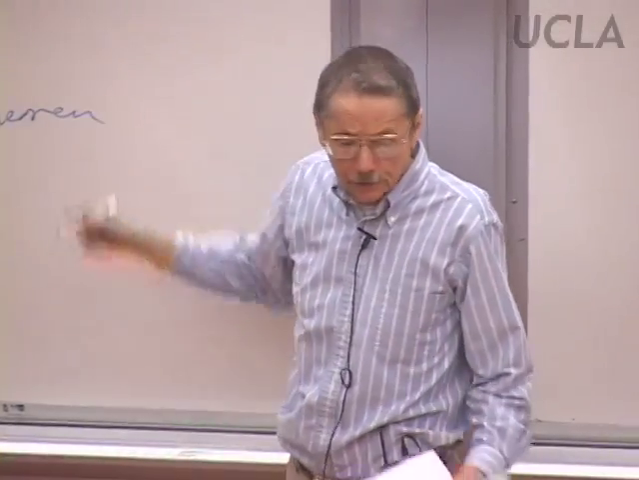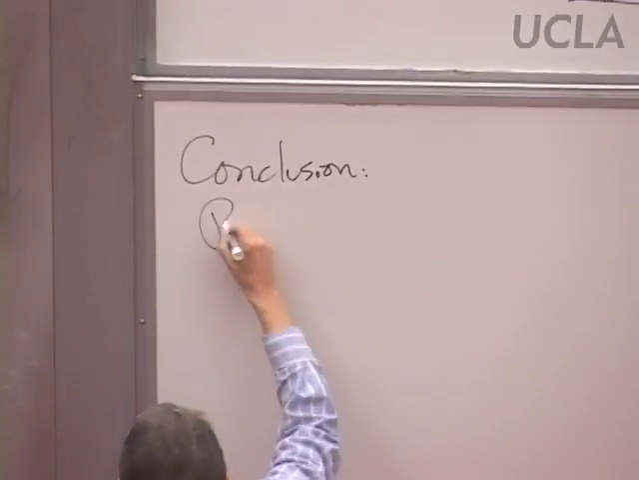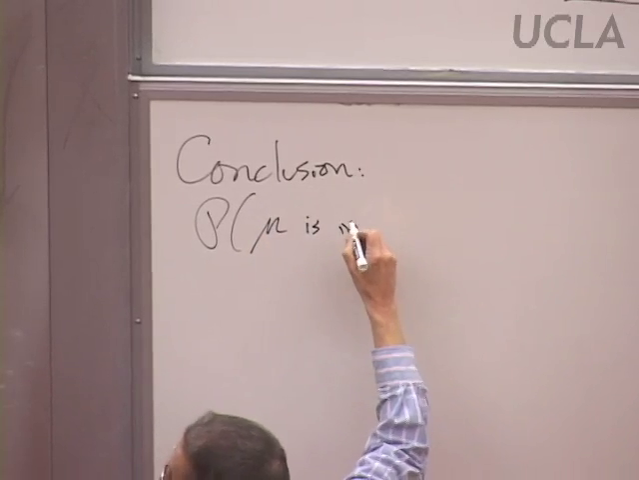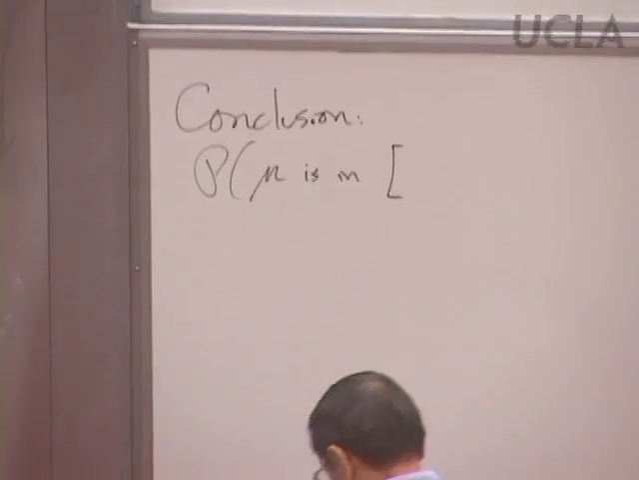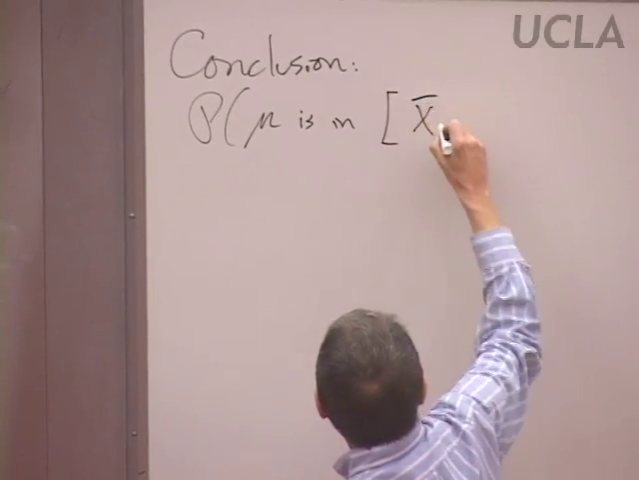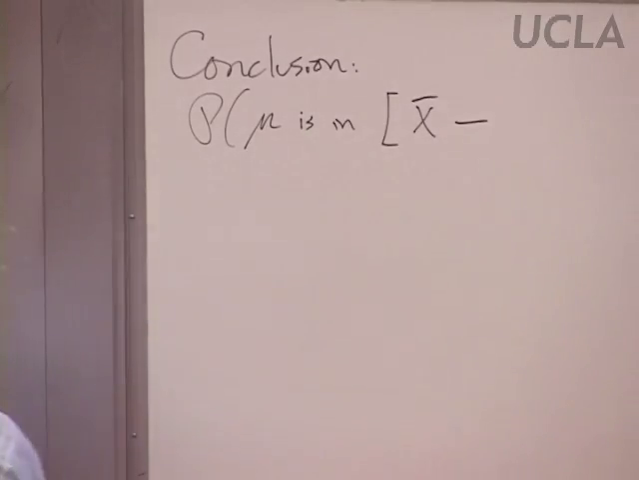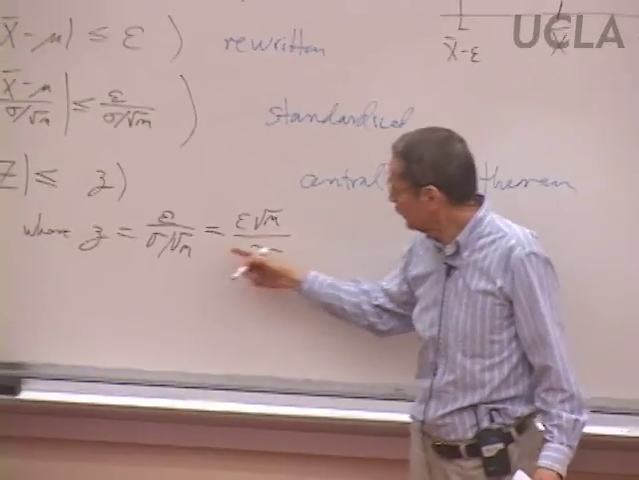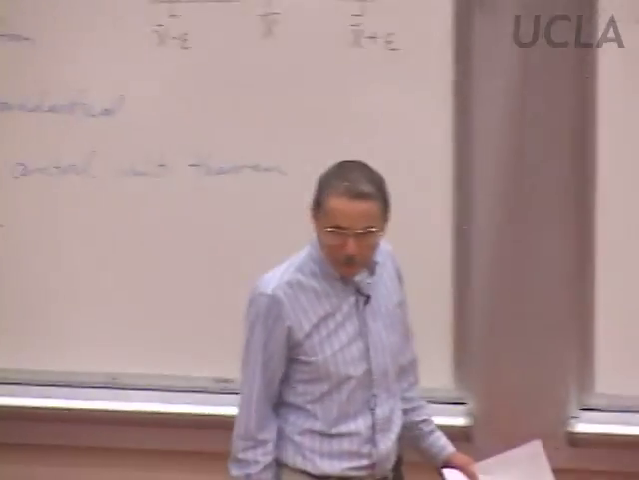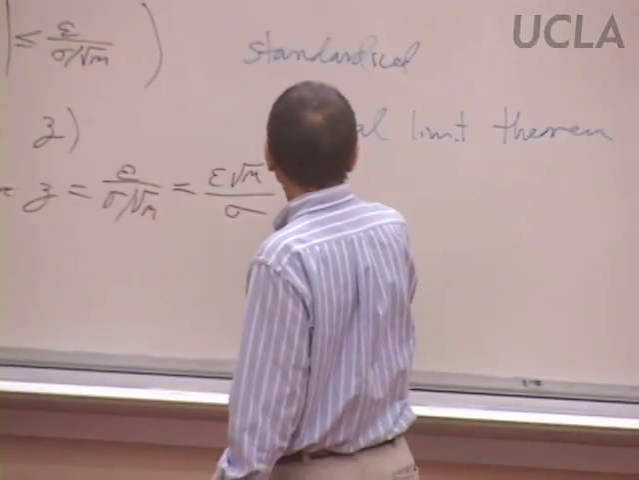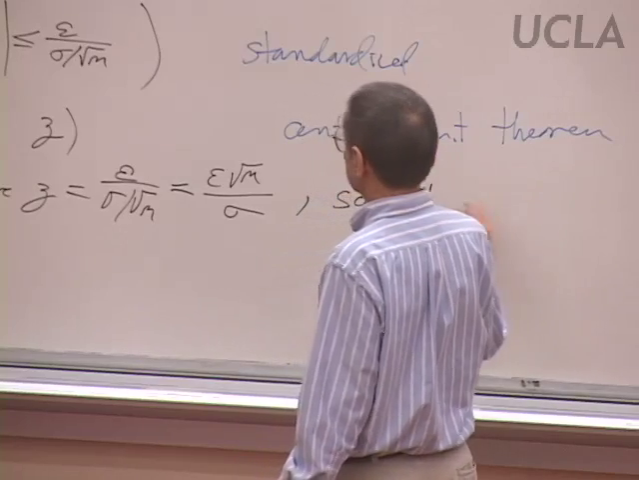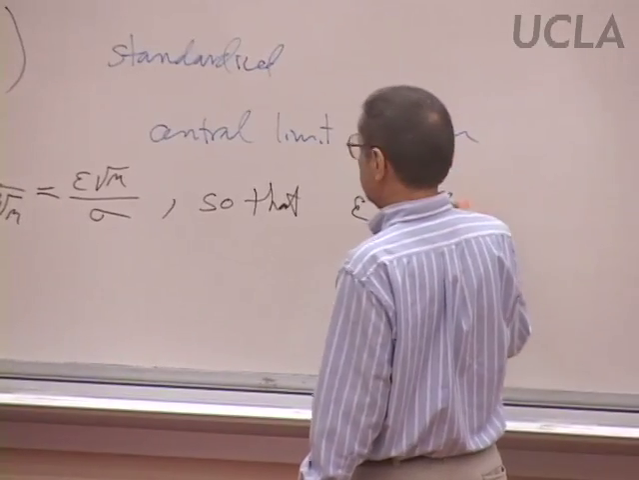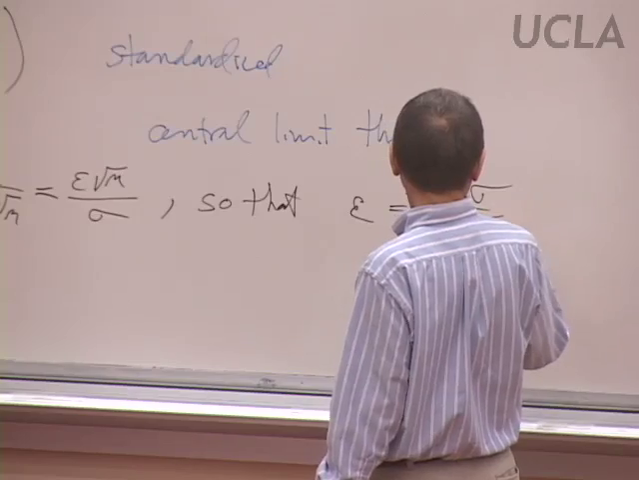To say this again, we found that the probability that mu is in the interval x bar minus epsilon, well, we can write epsilon in terms of this quantity z. Solve this equation for epsilon. It's z times sigma over the square root of n.